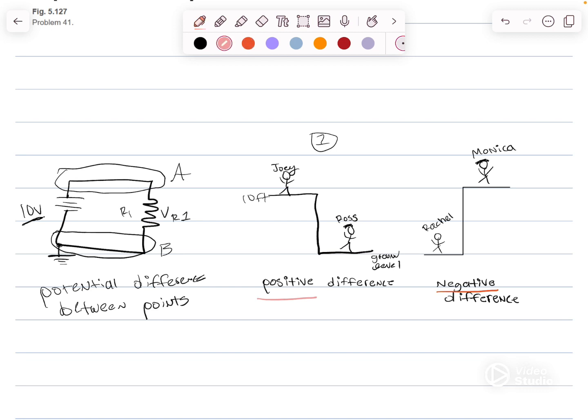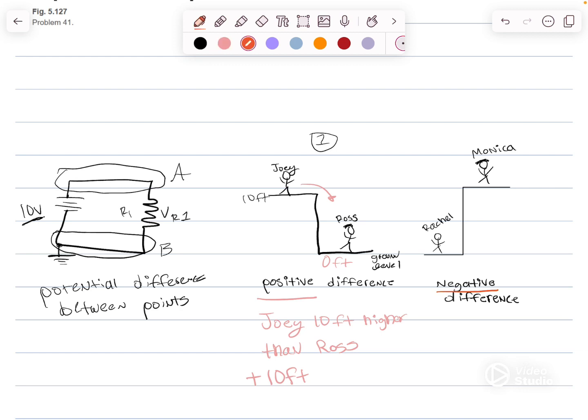Now I'm working with this diagram over here with Joey and Ross. If Joey's at 10 feet and Ross is at ground level, or 0 feet, and I'm comparing Joey to Ross, I could say that Joey is 10 feet higher than Ross. If I represent this as a number, I would have a positive 10 feet, which is the difference between their heights. Joey's at 10 feet and Ross is at 0.